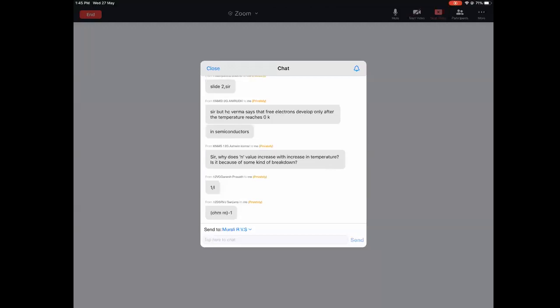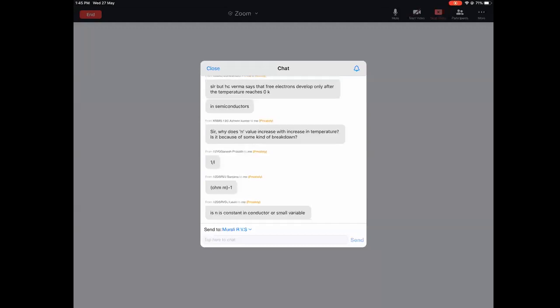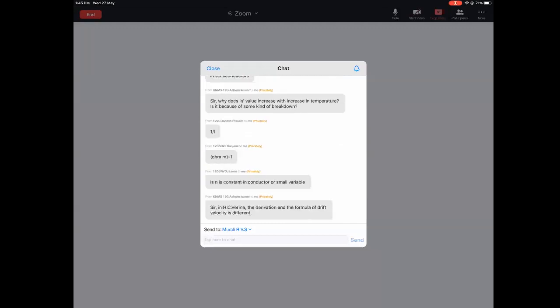What is this ohm inverse? Ohm inverse, I'm talking about dimensions. Is N constant in a conductor or is it variable? N is a constant.